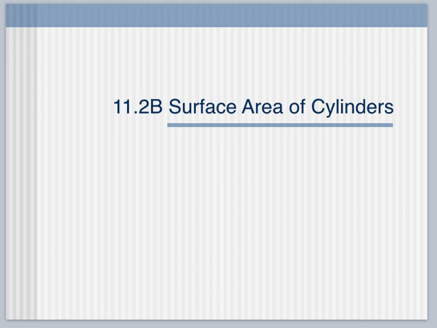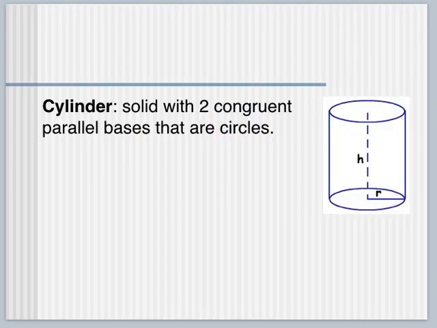This lesson is about how to find the surface area of cylinders. Now, a cylinder is defined as a solid with two congruent parallel bases that are circles. Notice how similar this definition is to that of a prism. A prism is a solid with two congruent parallel bases that are polygons. So the only difference is that the bases that are parallel and equal are circles now instead of polygons.